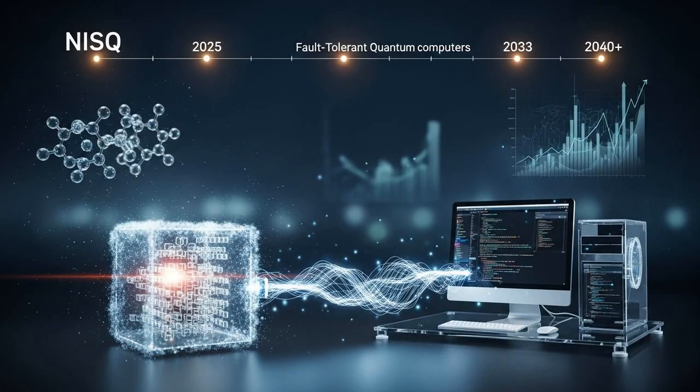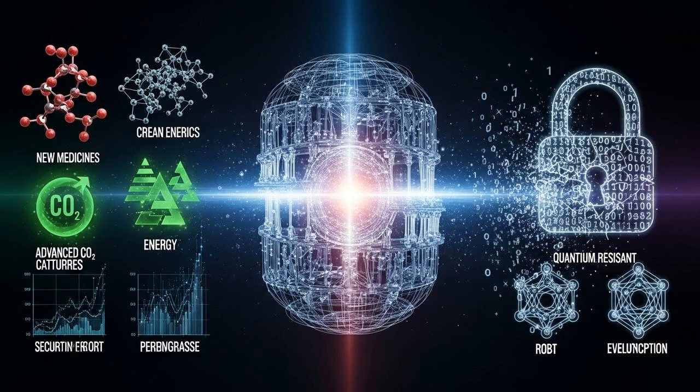The roadmaps from major players like IBM and Google are aggressive, with both aiming to build a useful, error-corrected machine before the end of this decade. IBM, for instance, plans to have a system with over 4,000 qubits by 2025, on its way to what it calls a quantum-centric supercomputer by 2033. The arrival of these machines will have a profound impact.